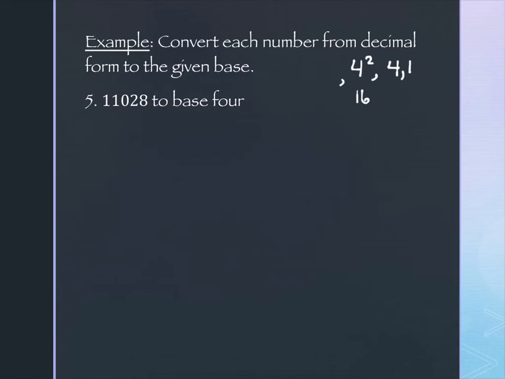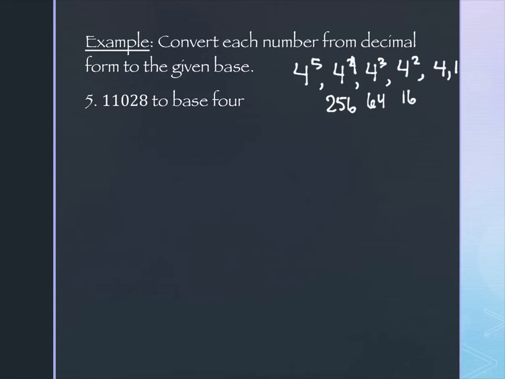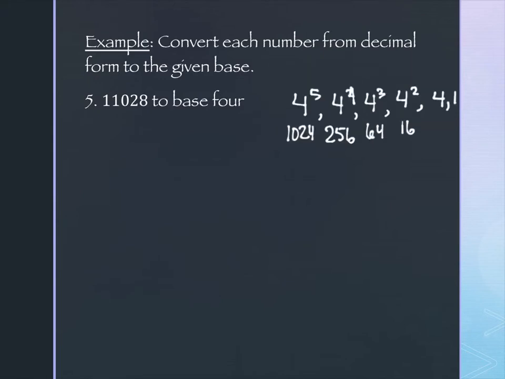I could have 4 cubed. 4 cubed is 64 crayons per bag. I could have 4 to the 4th. That's 256 crayons per bag. I'm running out of space. Let me shift it. That should say 4 to the 4th, sorry. I could have 4 to the 5th. 1024 crayons per bag. I'm looking to get numbers that are almost as many as what I have.